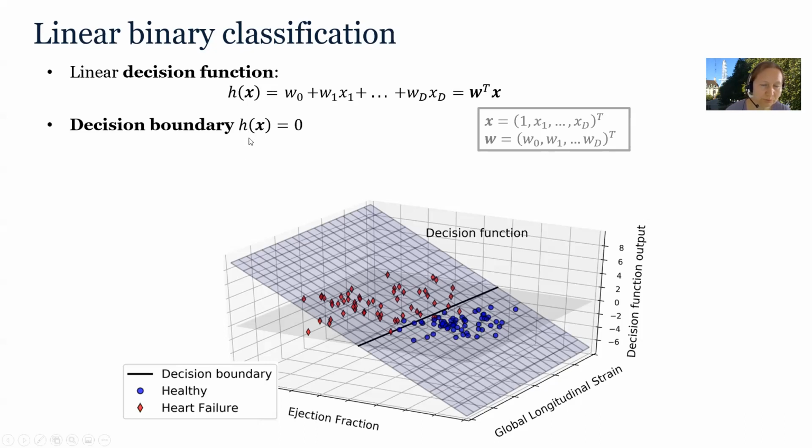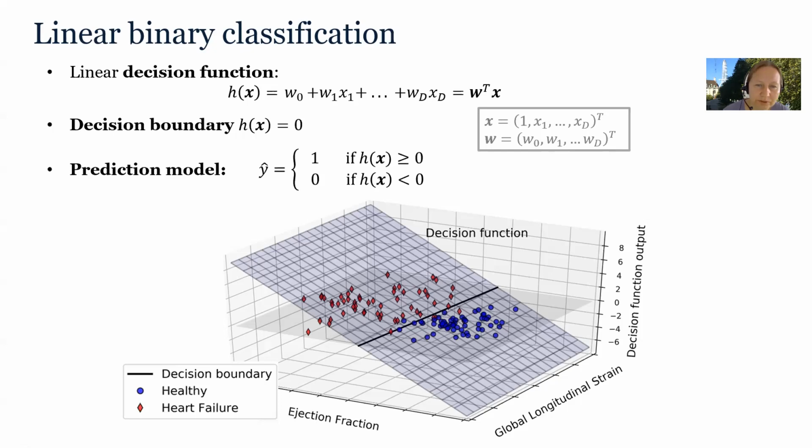And then the decision boundary is where this decision function is 0. We can see here the decision function plotted in blue, it's a plane, and the boundary is where it's 0, so it's a line. And we predict the labels based on the sign of the decision function. When the decision function is positive or equal to 0, we will predict label 1. And if the decision function is negative, we will predict label 0.